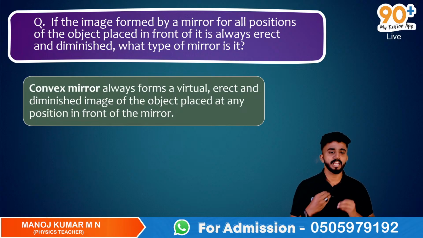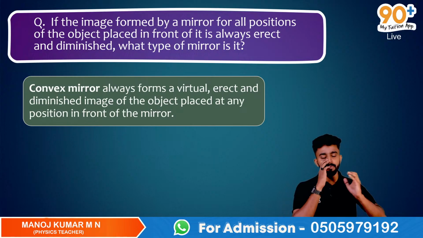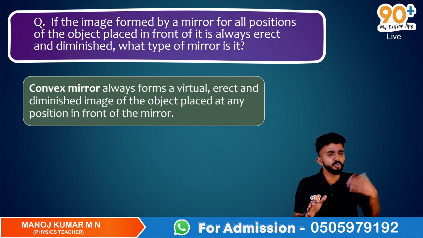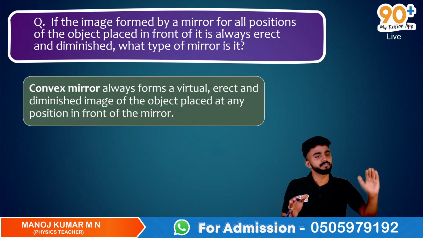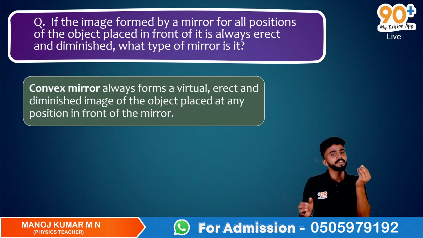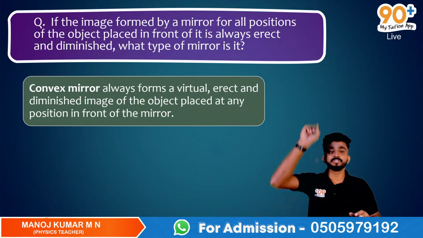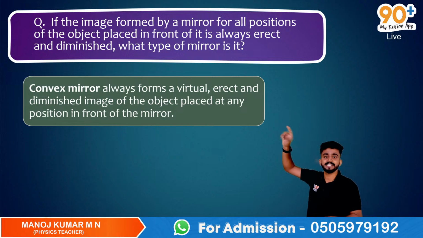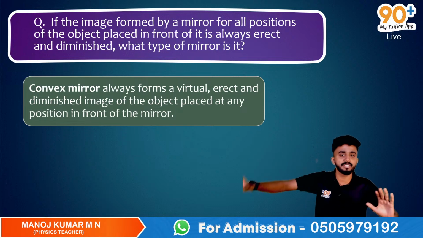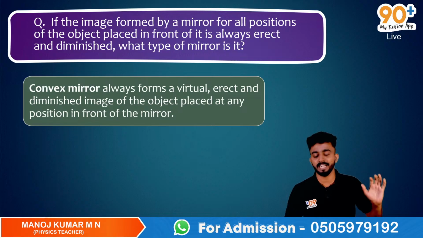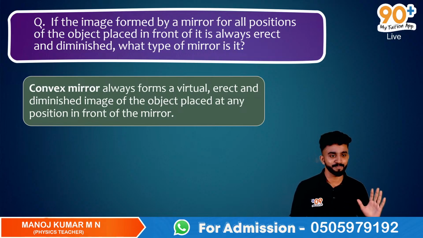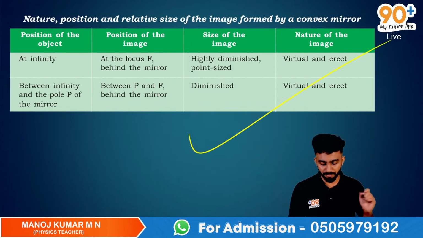Obviously convex, right? As we have learned, in the case of convex mirror, the image formed will be behind the mirror in all the cases. So what kind of image will we get behind the mirror? Always virtual and erect, right? And the size of it will be diminished for sure. So if the question says that in all the positions the type of image formed is erect and diminished, it is none other than a convex mirror for sure. Please don't forget this.